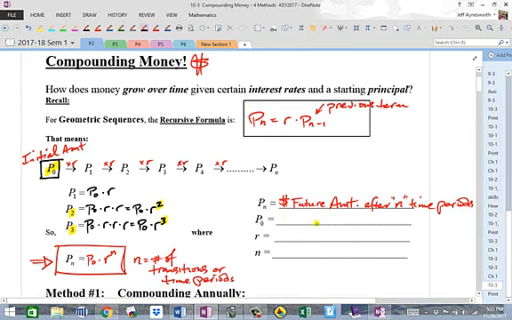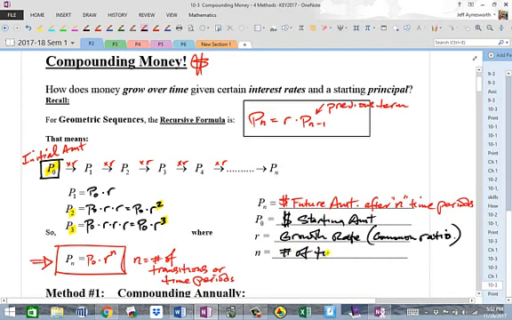P sub 0 is your starting amount in dollars. You can say starting amount or initial amount, whatever you want. R is going to be your growth rate. How much is it growing over the time? I call that the growth rate, otherwise known as the common ratio. It's the multiplication factor that you use to multiply each population to get to the next population. And n stands for the time period. N is the number of time periods.